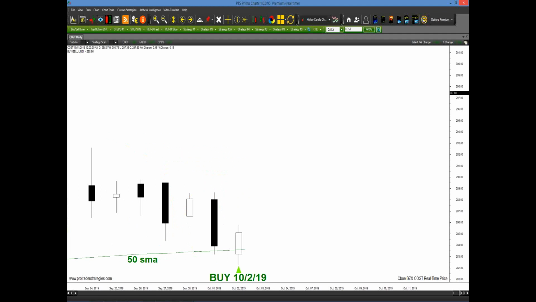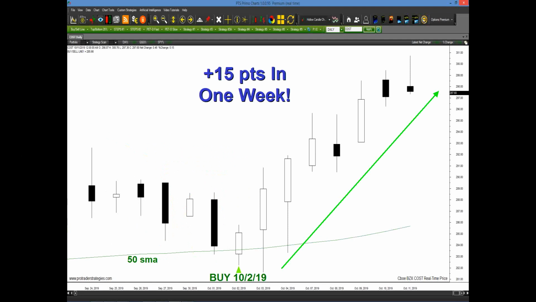arrows, and you would have seen that on the 2nd of October, a few weeks ago, a buy signal was generated in Costco. You could have scanned for that, and it would have scanned for that on the 2nd. You could have scanned for that 5 minutes before the close or on the close. It's up to you. And as you can see, the stock went up 15 points in 1 week coming into last week, okay? Not a bad little option trade right there. You could have bought some calls the next day or so.